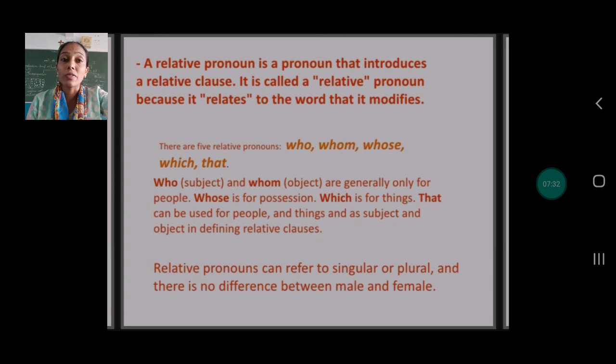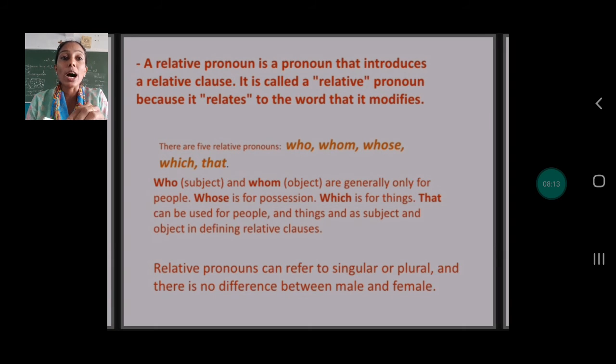And that, finally, the last relative pronoun that, it can be used for both, as for people as well as for things, as well as for subject and object. Is that clear? 3 things you have to keep in mind. Who is used for subject, whom is used for object, but only for people. Whose is used for possession. If we have to show, kiska hai ye car, whose pencil is this, whose bag is this, whose chalk is this. So when we are talking about possession, we use the relative pronoun whose.